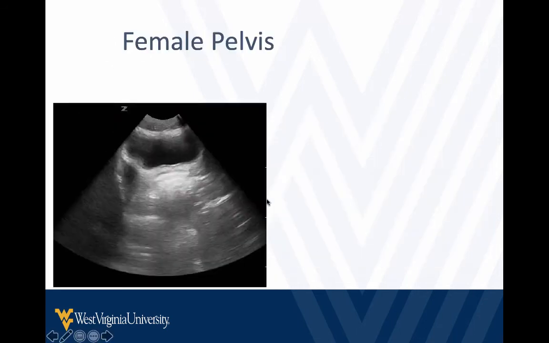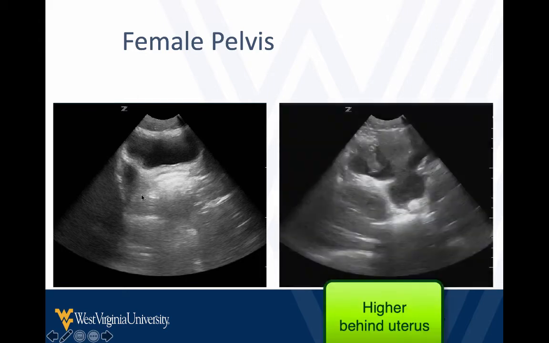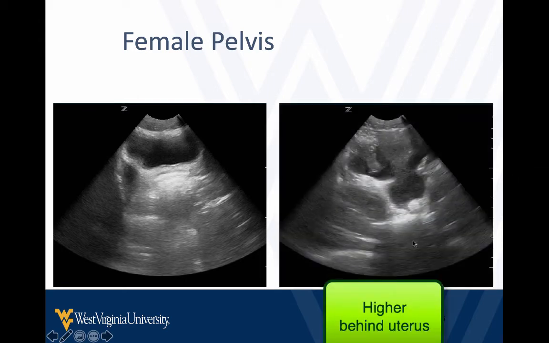So in the female pelvis, again, here's a singular picture. We see bladder. We're not sure what that is, but we always examine completely, and we want to identify the uterus. So in that same patient, we see kind of higher behind the uterus. Here's the uterus here. Here's all that free fluid in the pouch of Douglas. So find the uterus in the female patient. Look for fluid behind there.